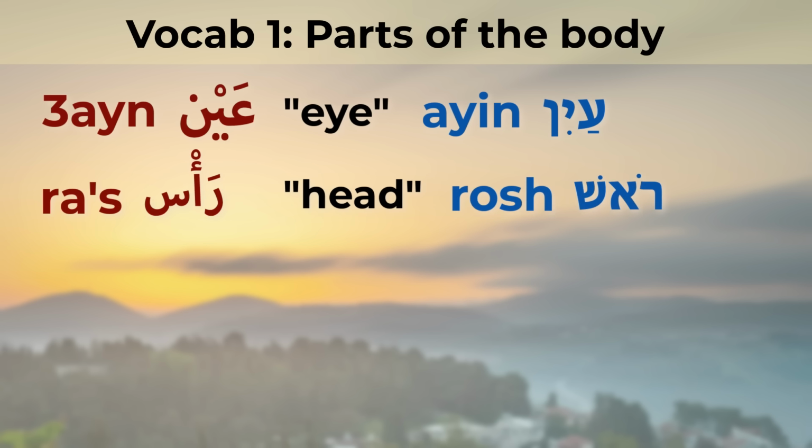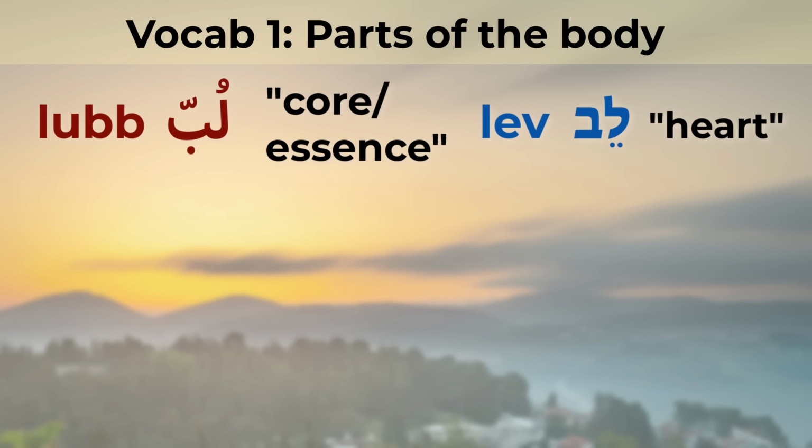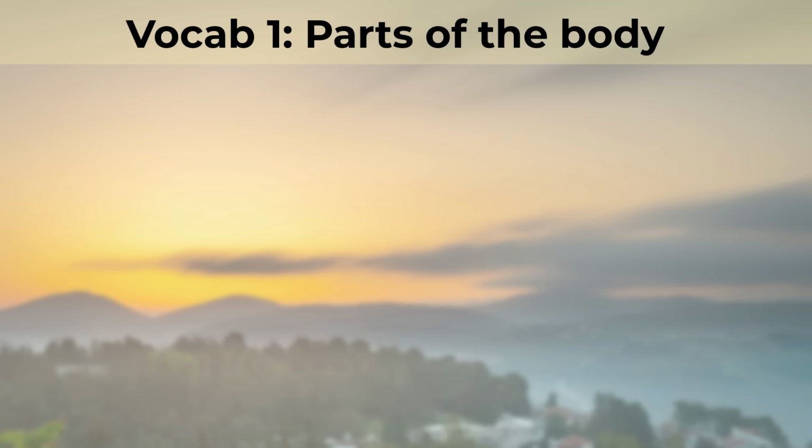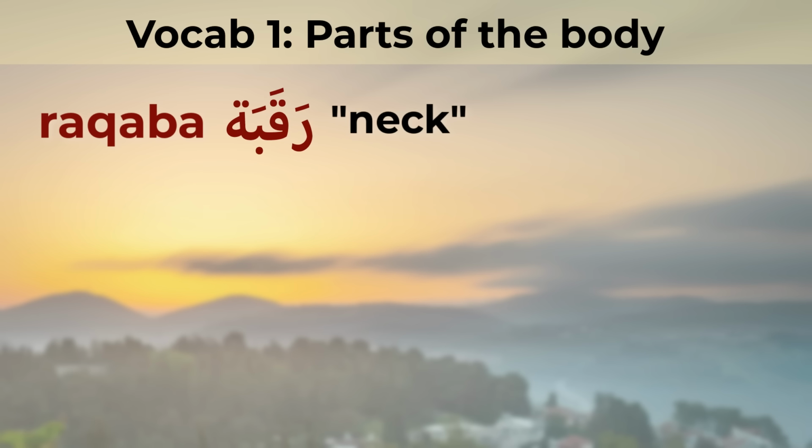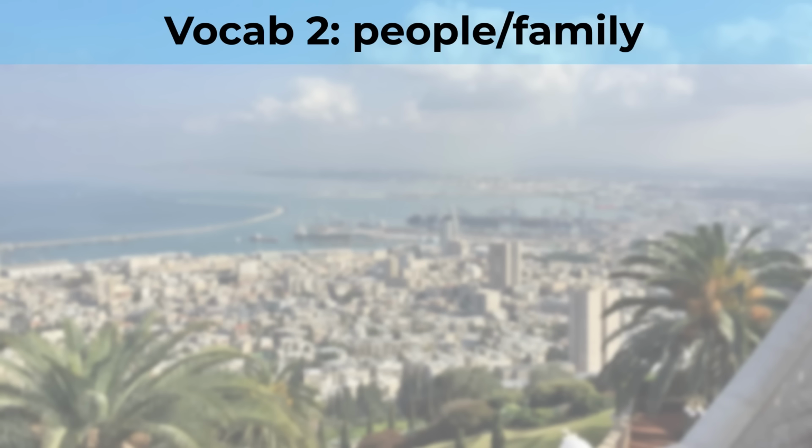There's a word in Arabic which means core or essence, lub. In Hebrew there's the word lev, which means heart. If you think about it, the Arabic word means heart, but in a more metaphoric sense. But some words are totally different, like the word for neck in Arabic, raqaba, and in Hebrew, tzavar. These are some words referring to people and family.